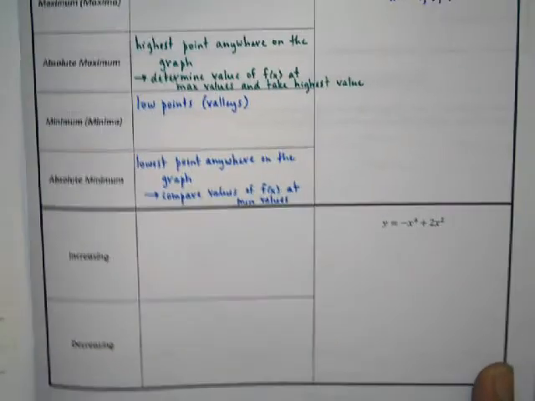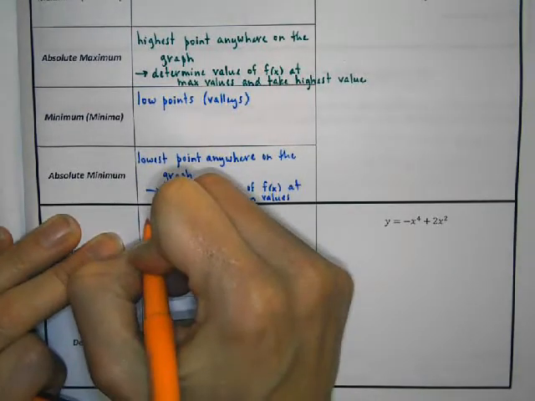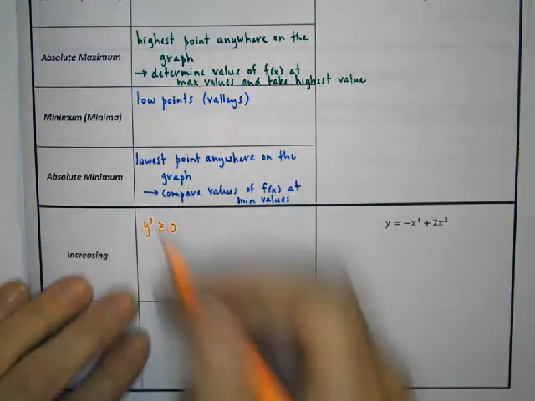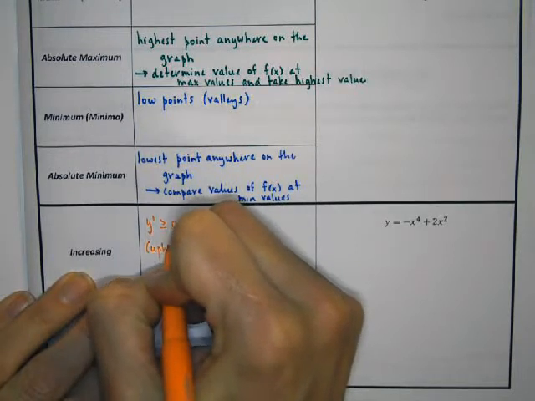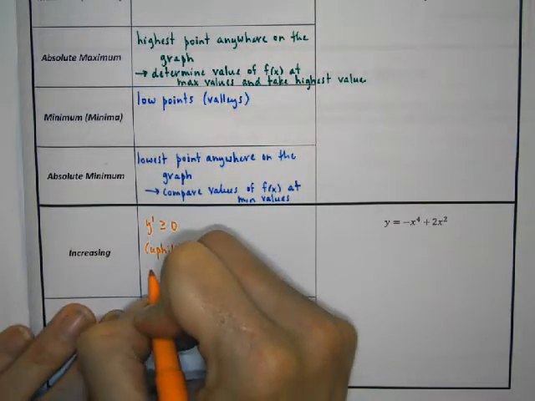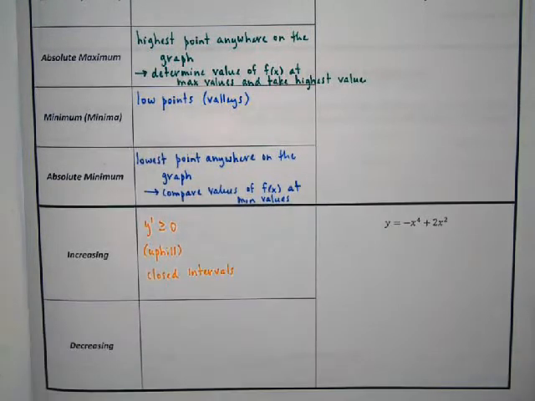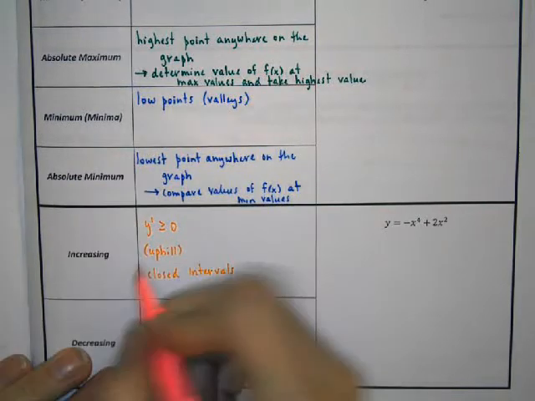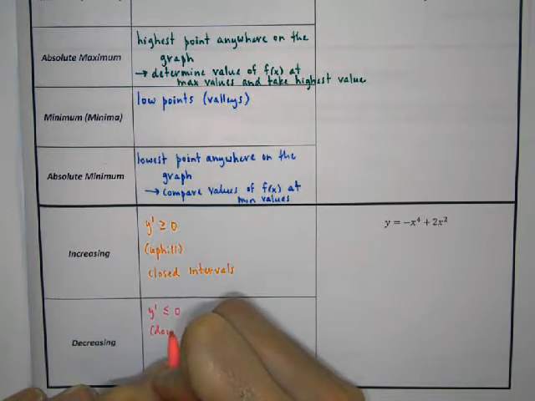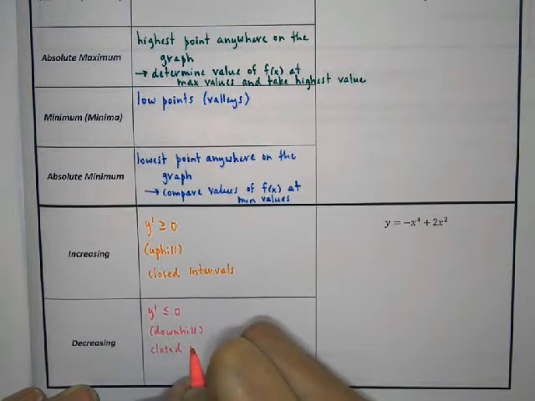So when we talked about increasing and decreasing, and let's see, I'll switch colors here. We said increasing is where y prime is greater than or equal to 0. Right? On a graph, we know that's where we're going uphill. And we said that for increasing and decreasing, we're always working with closed intervals. And so then for decreasing, that was where our derivative is less than or equal to 0. It's where our graph is going downhill. And again, we're always working with closed intervals here.